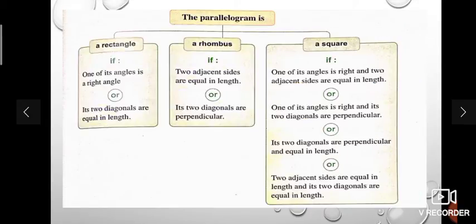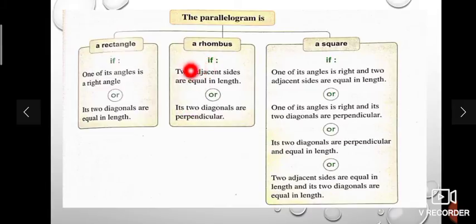The parallelogram is a rectangle if one of its angles is a right angle. If I have a right angle in a parallelogram, it will be rectangle, or if its two diagonals are equal in length. Parallelogram is rhombus if two adjacent sides are equal in length or two diagonals are perpendicular.